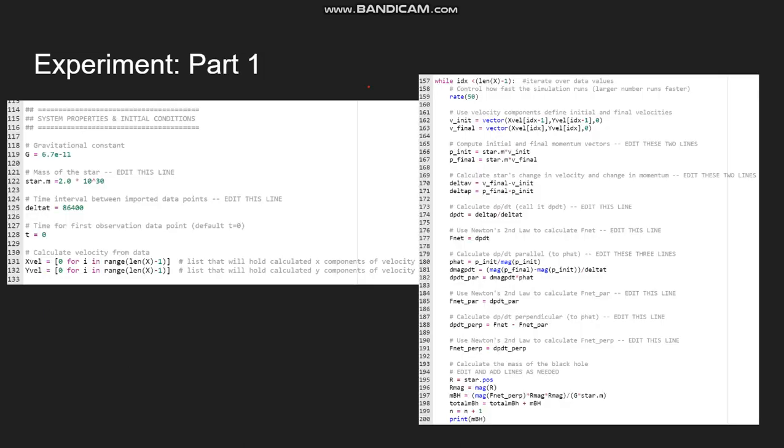Here we have snippets of code for part 1 of the experiment. We can see a rearranged formula for gravitational force here, initial velocity here, as well as formulas for calculating parallel and perpendicular components of force.